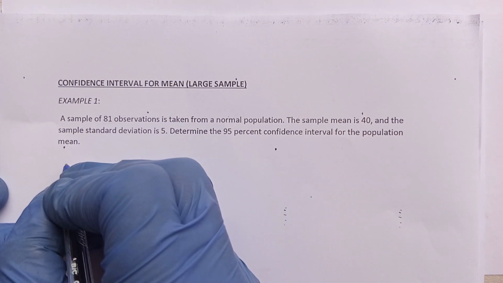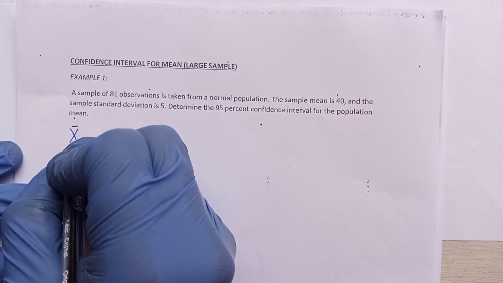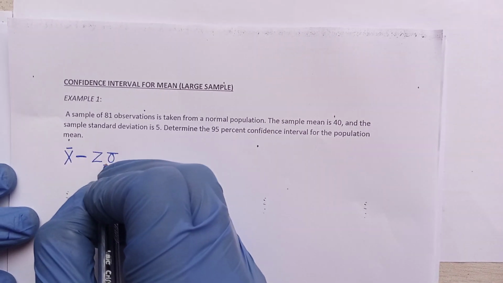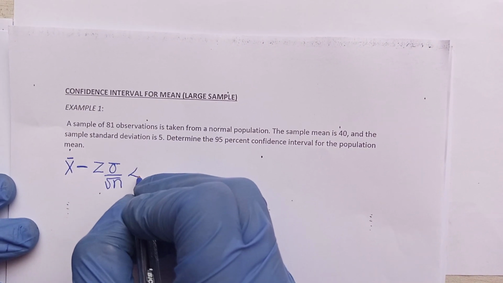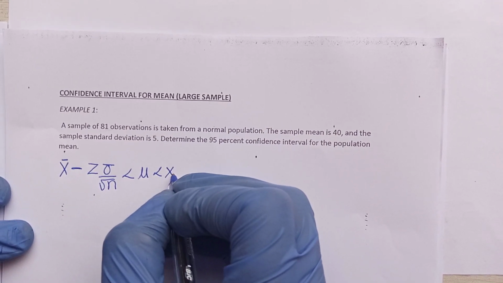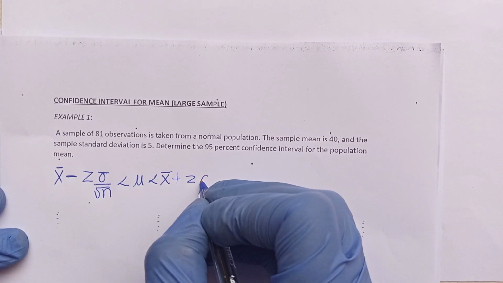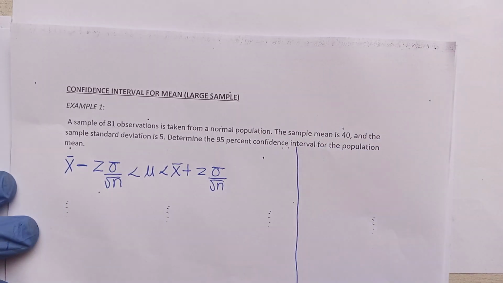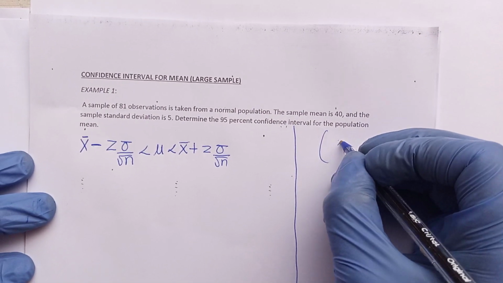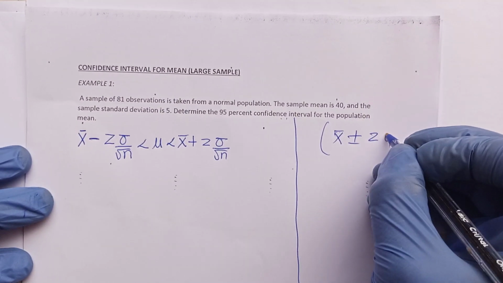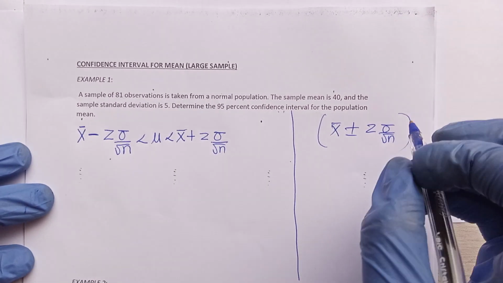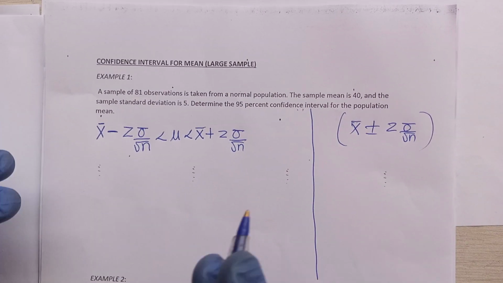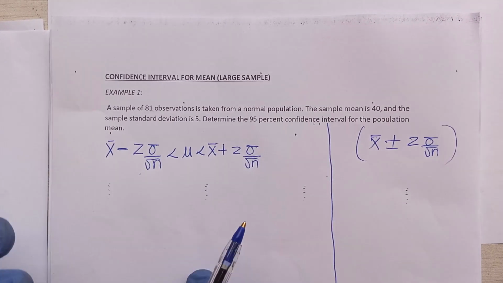To estimate confidence interval, the formula is sample mean, that's X bar, minus Z multiplying standard deviation divided by root n, less than mu, less than sample mean plus Z multiplying standard deviation over root n. When you check some slides, some people write it like this: sample mean plus or minus Z multiplying standard deviation over root n. It's still the same thing, okay? You are just trying to compress this together so that you won't be repeating certain things. You can use either of them, but I am using this in this video, okay?